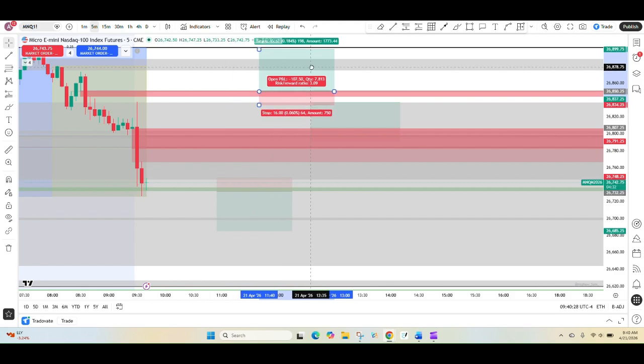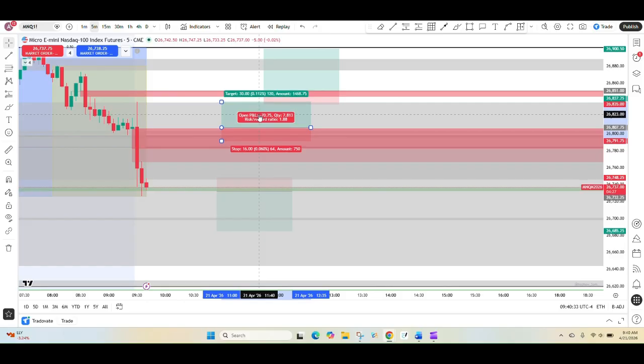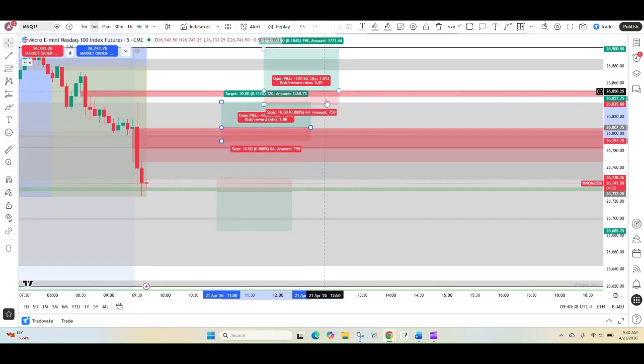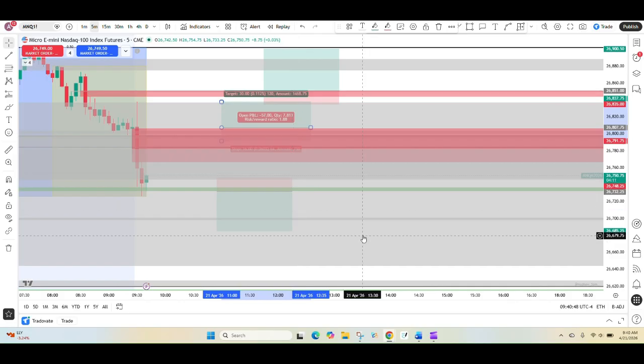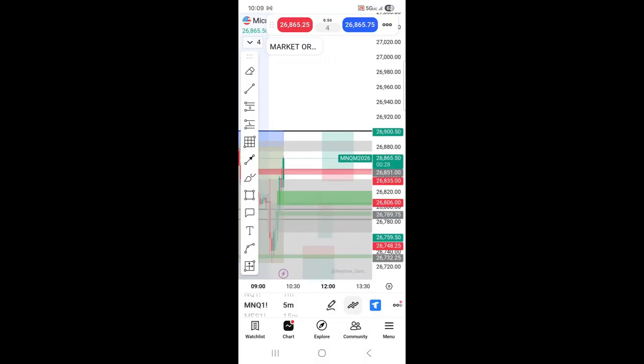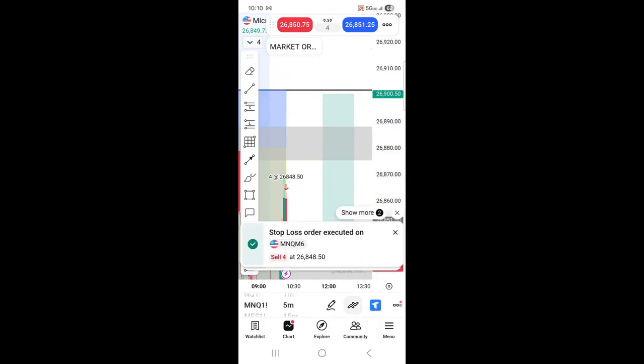Okay, so I'm gonna move this one over, and this one, because if we hit it, we would hit this one before we hit that one. Okay, we still have this one. Okay, so it looks like it's going to inverse that fair value gap, so we can enter. And there you have it. We enter the trade and immediately got stopped out.